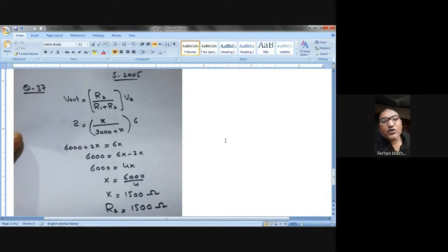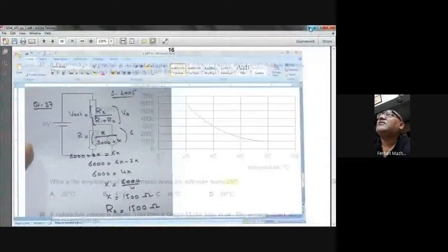That 4 will go on the other side, it will divide there. So x will be equal to 6000 divided by 4. That will be 1500 ohm. Okay, so R2 has come. The value will be 1500 ohm. So now I know the resistance of the thermistor.